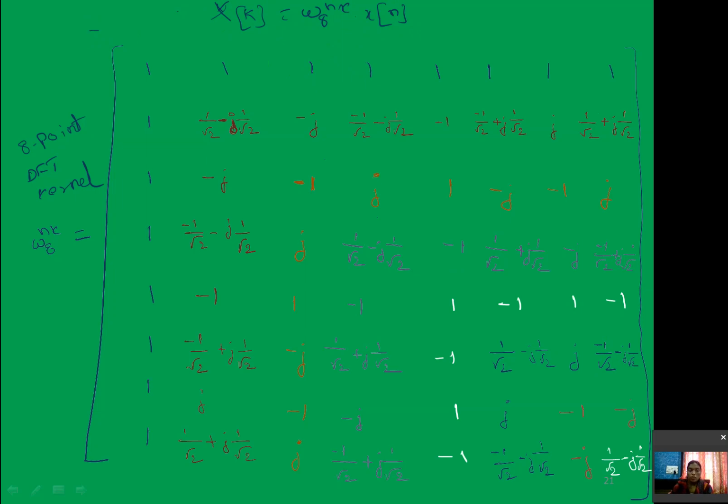So just multiply and then you can get it. Otherwise, if you use the formula, summation n is equal to 0 to N minus 1 x of n into W N power nk, just find x of 0, x of 1, x of 2 by taking these elements as individual factor values. Now multiply these values with the vector and then you can get the answer. Now this is nothing but our kernel, the 8 by 8 kernel.